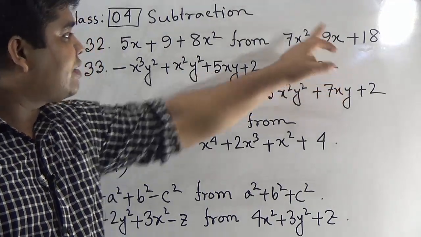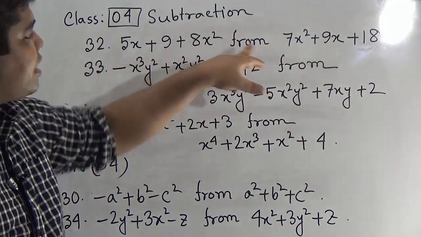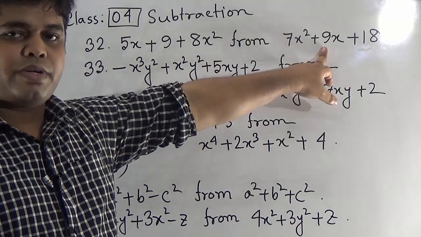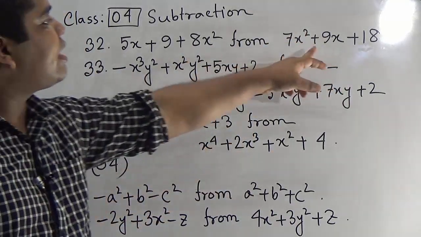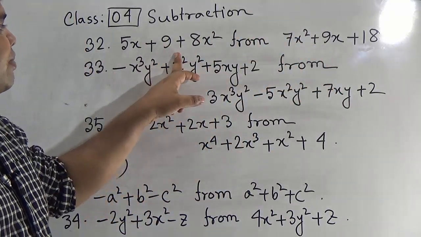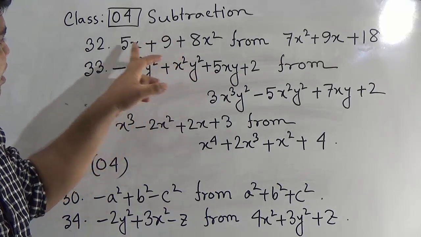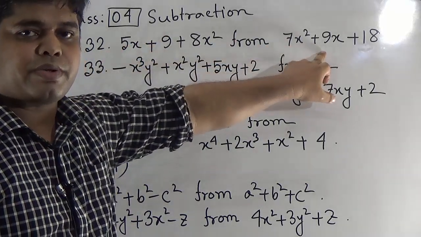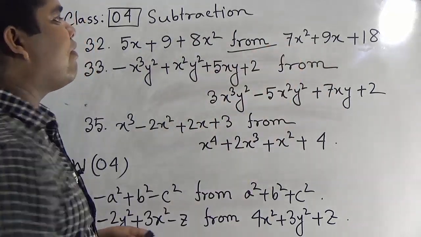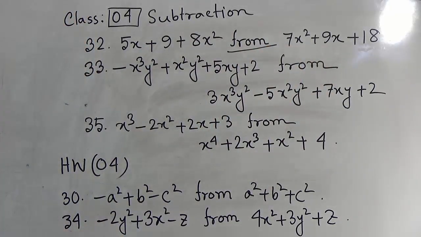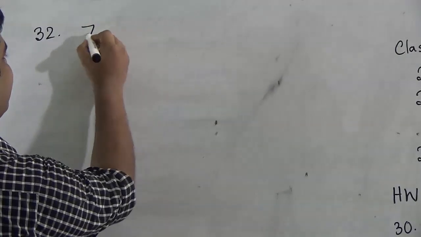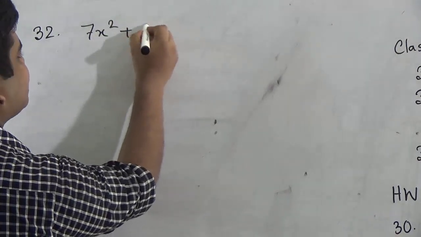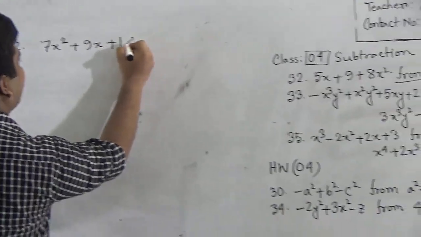Please notice we subtract the first expression from the second expression. You don't subtract the second expression from the first expression. I repeat again, you must subtract the first expression from the second expression, as "from" is given. So write the second expression first. Here 7x square plus 9x plus 18.